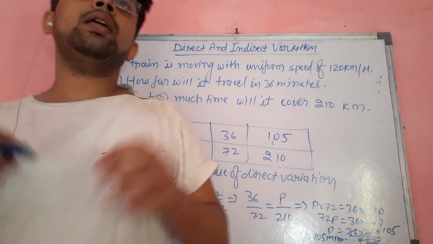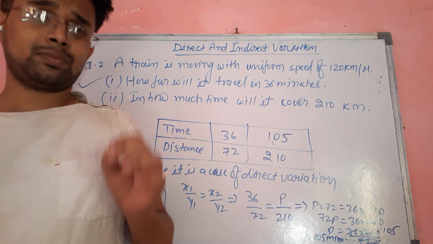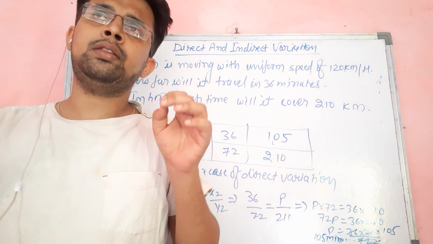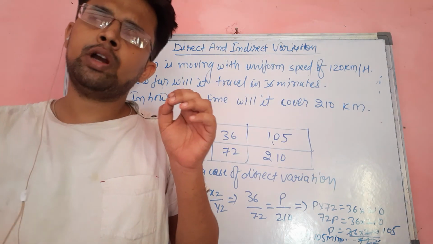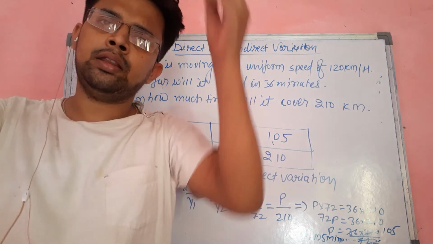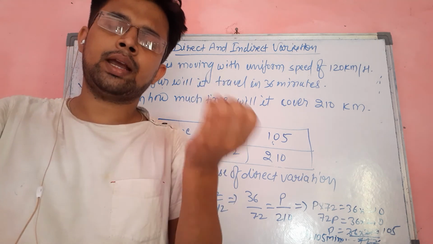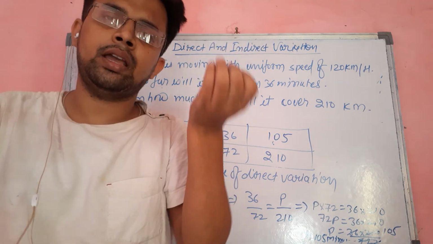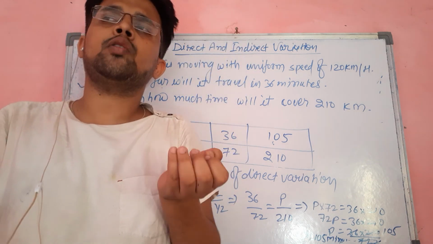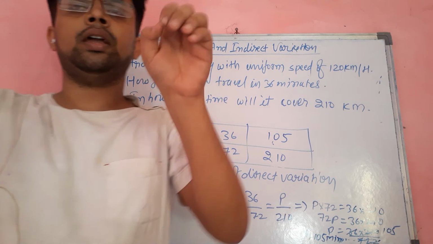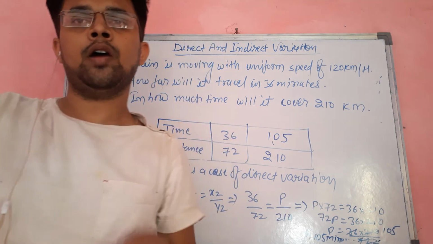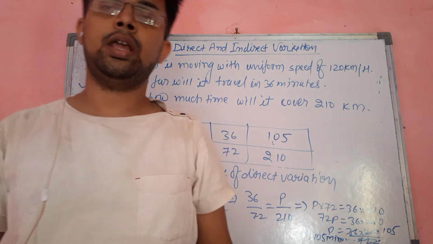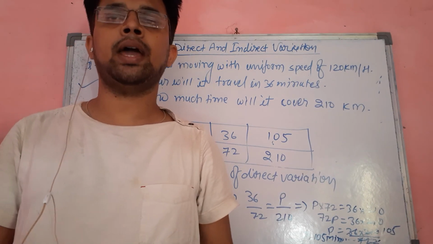Okay, what is important when you are solving questions of direct and indirect variation? Very first, you will see if we are increasing one quantity, whether the other quantity is increasing or decreasing. If the second quantity is increasing while increasing the first quantity, it means it is a case of direct variation. And if you are increasing the first quantity and the other quantity is decreasing by the same factor, it means it is a case of indirect variation. So now you will apply the formula of indirect variation.